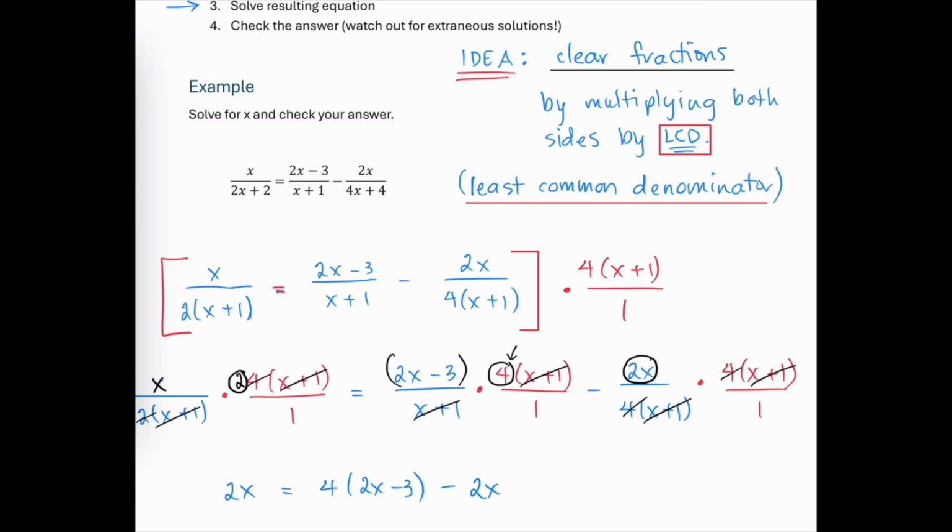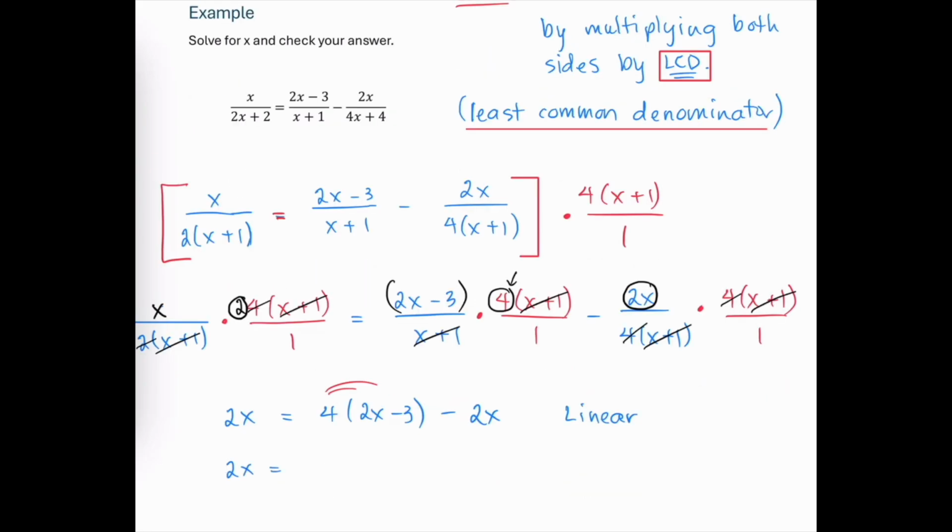And now we can see that the resulting equation is just linear, and we can use our linear strategies in order to solve it, which means that we're going to want to distribute this 4 into the parentheses first, combine like terms, and so on. So let's copy paste the left-hand side just to give us 2x, and then we have 8x after we distribute in that 4, minus 12 minus 2x.